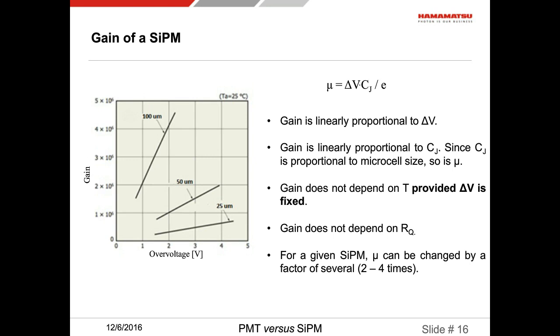Varying gain for SiPMs is limited. For a PMT, we can change gain by a factor of thousands, as a matter of fact. For SiPMs, maybe by a factor of 2, 3, or 4 or so.